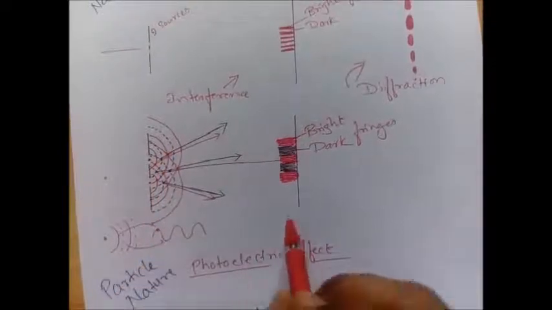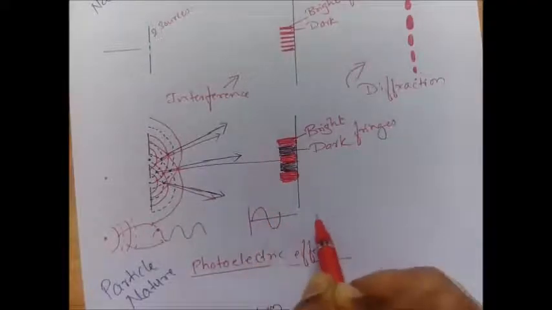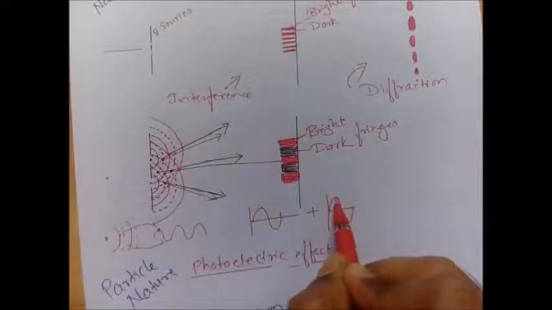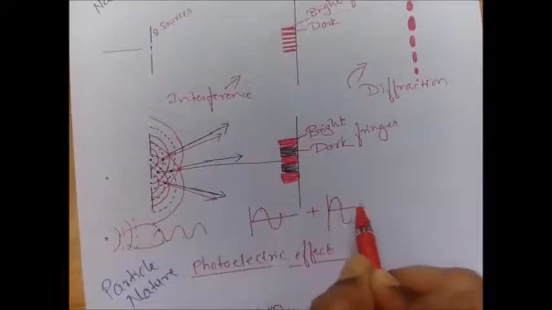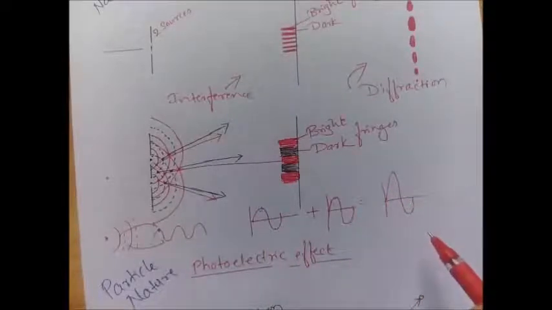Okay, so now this is the wave, this is a crest and this is a trough. This is one wave. When this is interfered with another wave, what happens? This is crest and this is crest. When crest falls on crest, the intensity or the amplitude will increase.